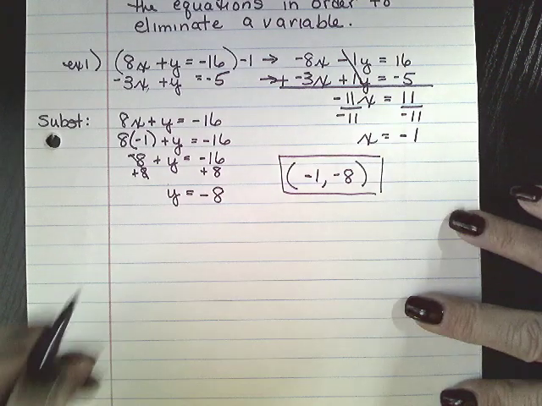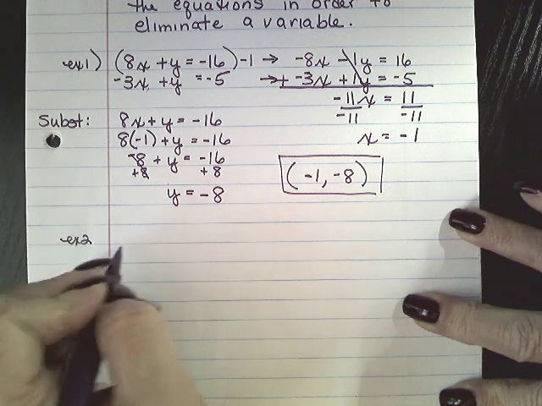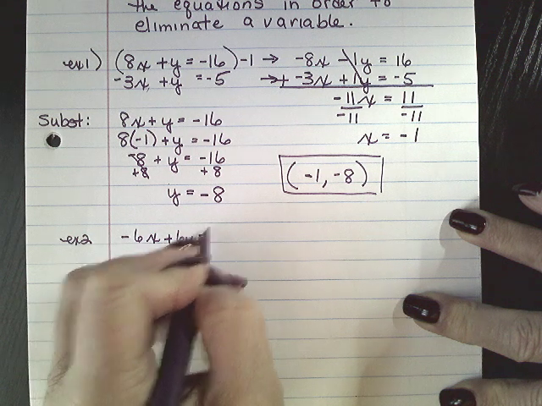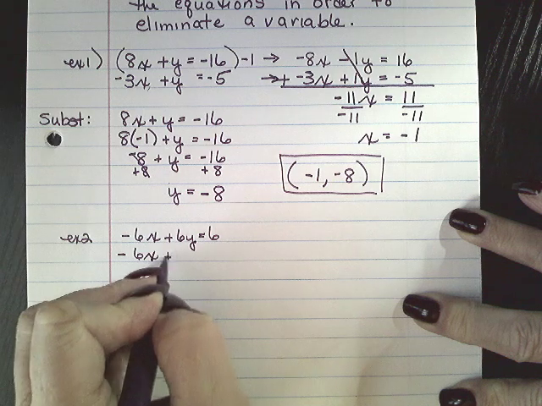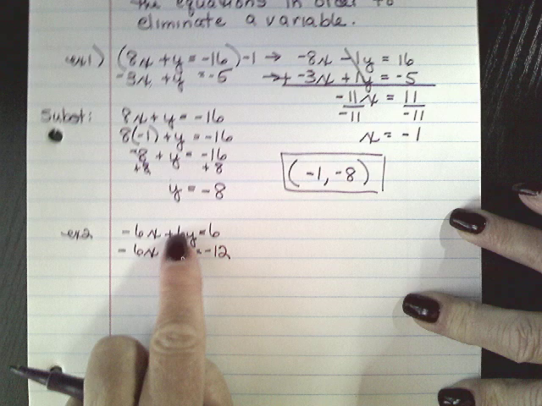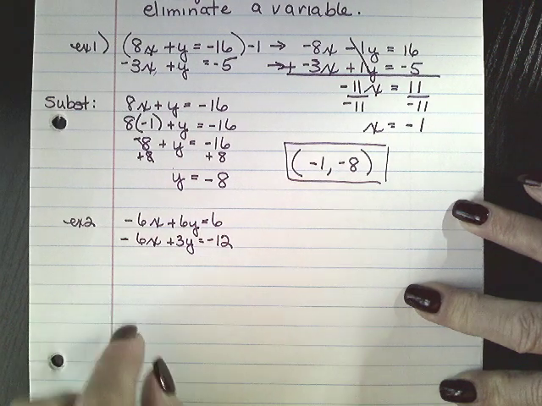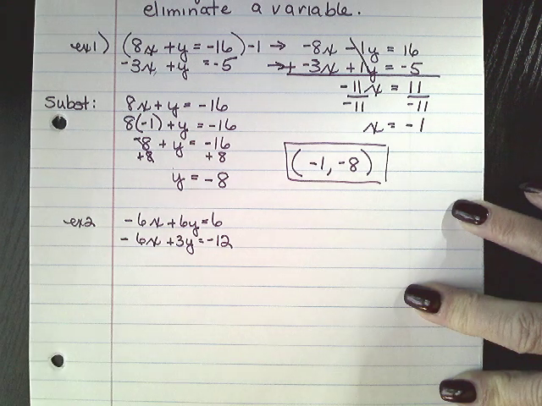Okay, we'll do another one like that. Example 2. We have negative 6x plus 6y is equal to 6. Negative 6x plus 3y is equal to negative 12. Now I can't really do anything with y because they're different values. I have different coefficients. However, if I look at my other variable, I have both negatives. So I know if I make one of those positive, I can cancel out the x variables.